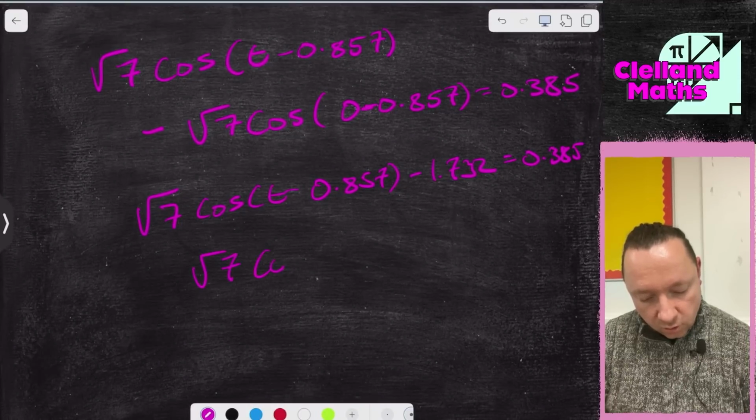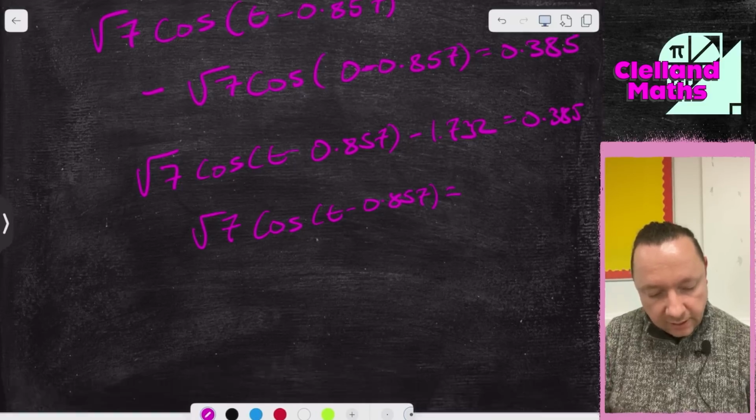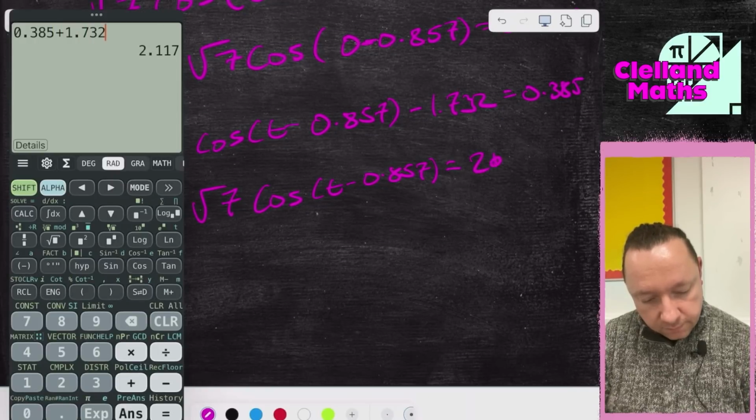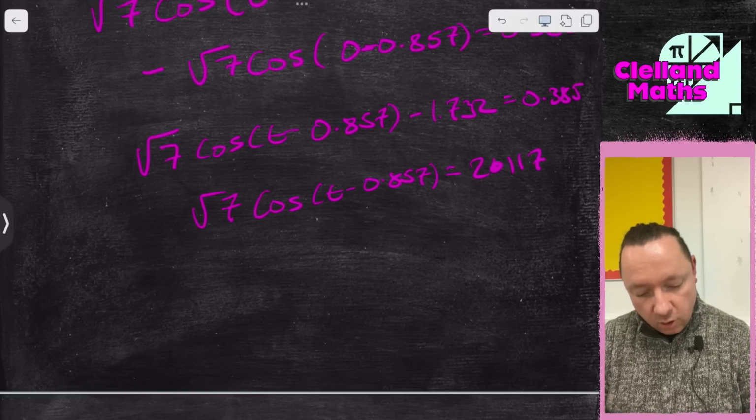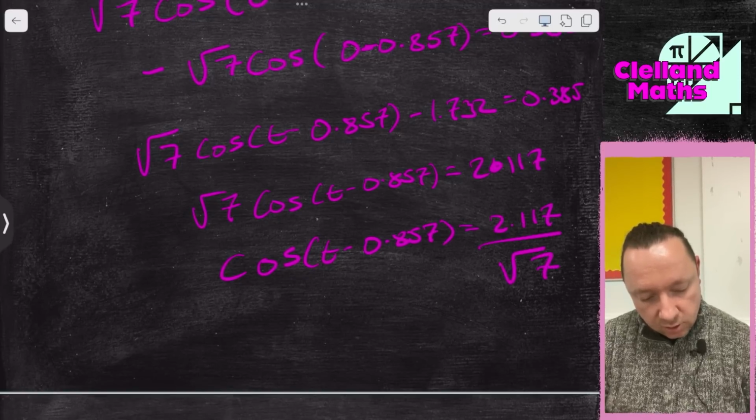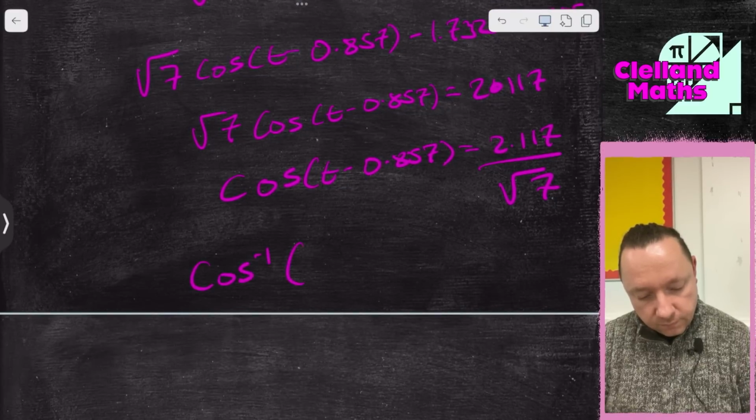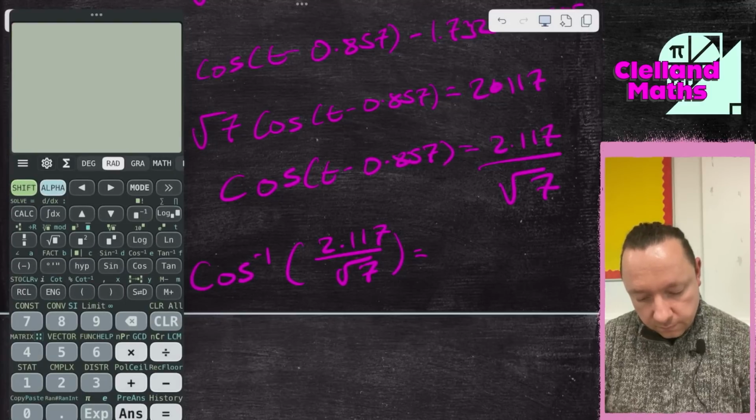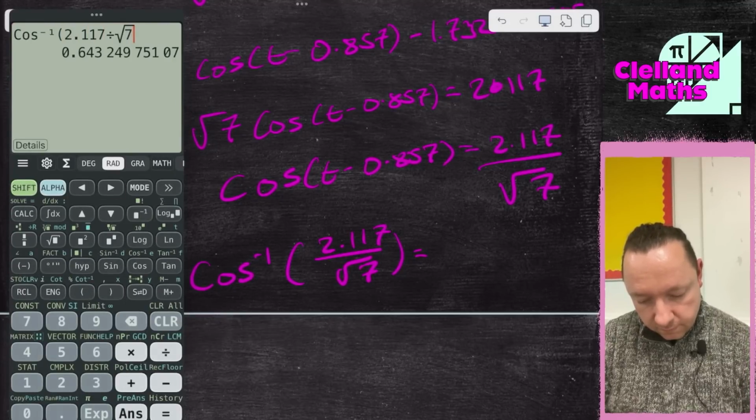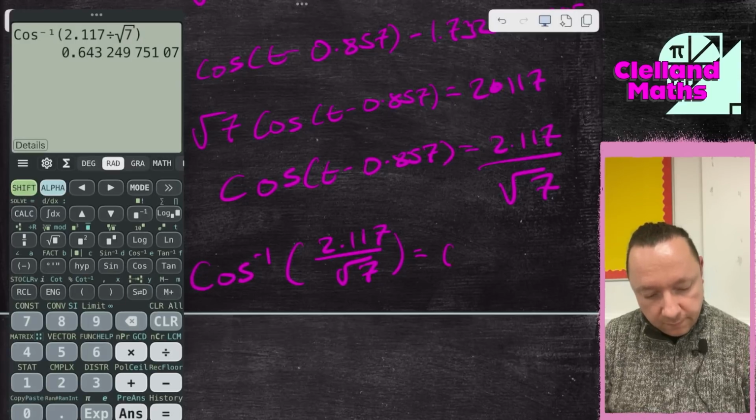So root 7 cos t minus 0.857 equals, adding the two numbers together, 2.117. So that means I can work out what the cos of t minus 0.857 is. It is 2.117 divided by root 7. So I can do the inverse cos of that. Inverse cos of 2.117 divided by root 7 is 0.643.